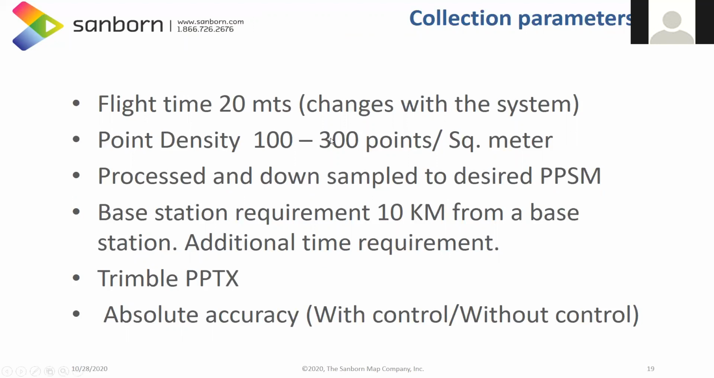The point density will be somewhere around 100 to 300 points per square meter. In some cases, though the client would expect you to collect the data at 100 to 300 points, they would expect you to provide a down-sampled data set. Let us say you may collect 300 points, but they say give me only 30 points per square meter or something like that.